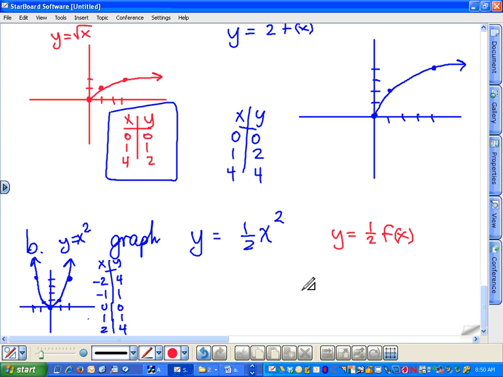So if we're making a table of values from the original function here, which column is affected? The y column. I'm asking you to grab 1/2 of f of x. F of x are y values.